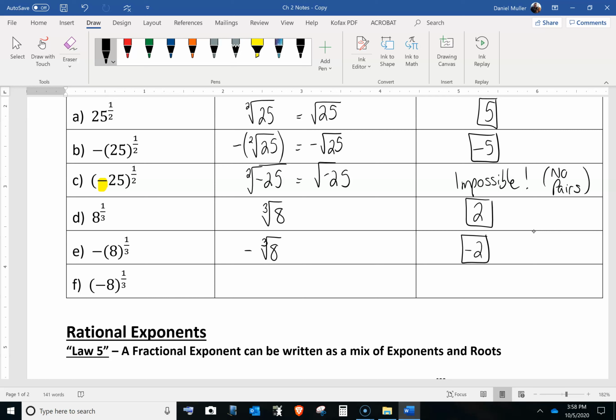Now, you compare that to here. So if I had to write it in radical form, you have to put the cube root of, and all of it, negative 8. So then, remember the square root. I wasn't able to do the square root of negative 25 because if I broke down 25, one of them is negative 5, one of them is a positive 5. I can't get a pair. It's impossible. I can never do it. You can't take the square root of a negative number.